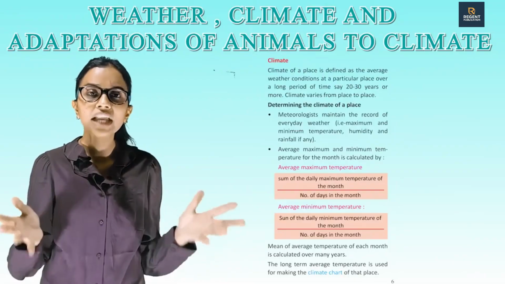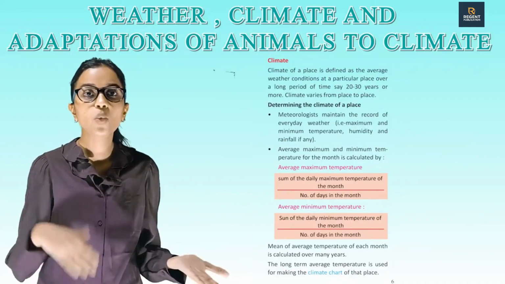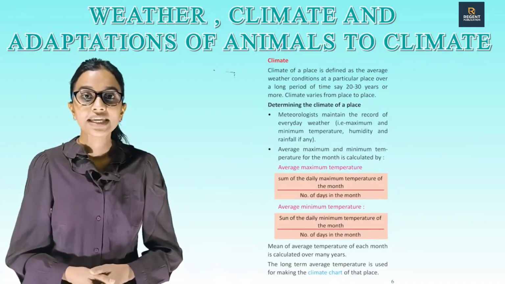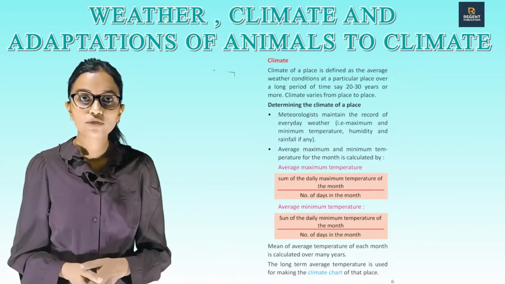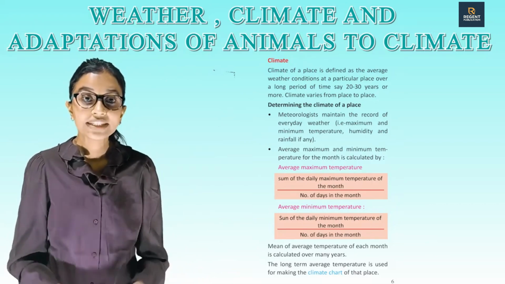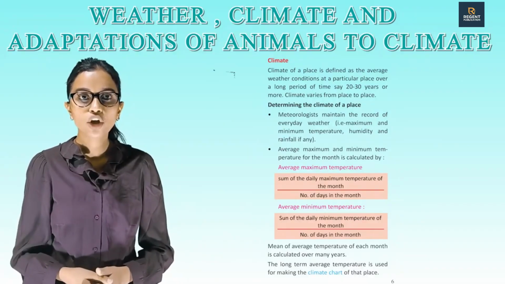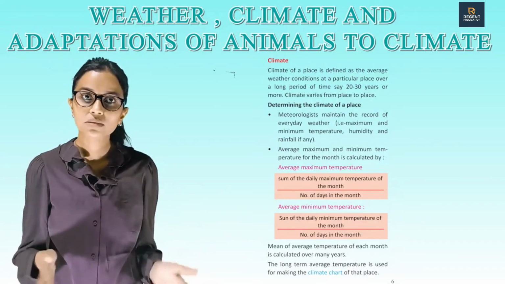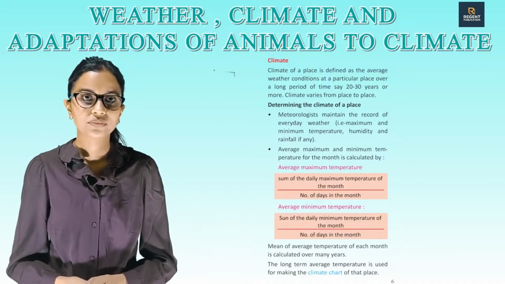Climate. Climate of a place is defined as the average weather condition at a particular place over a long period of time, say 20 to 30 years or more. Climate varies from place to place. Determining the climate of a place: meteorologists maintain the record of everyday weather, that is maximum and minimum temperature, humidity and rainfall, if any.